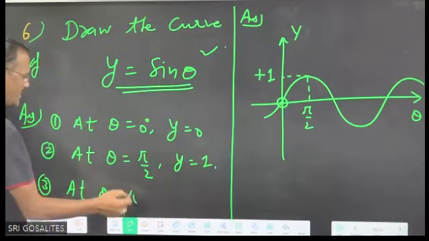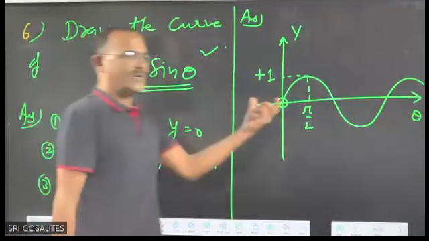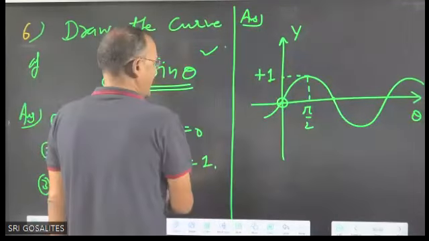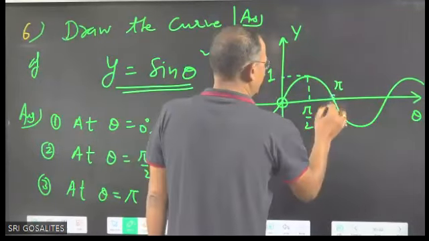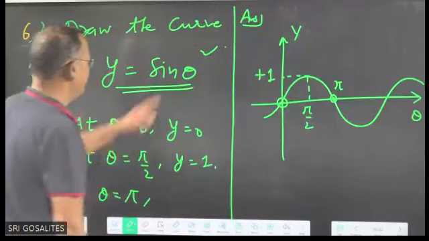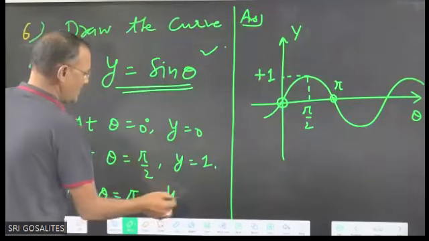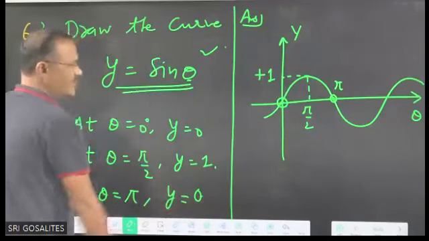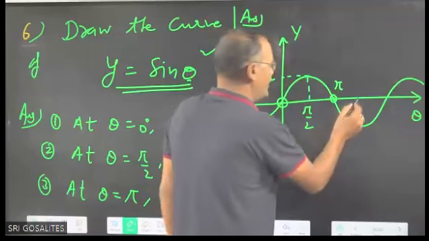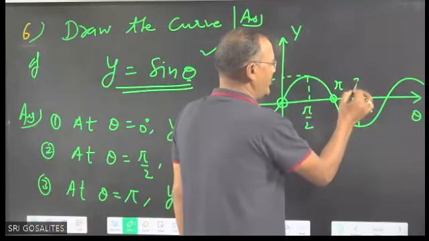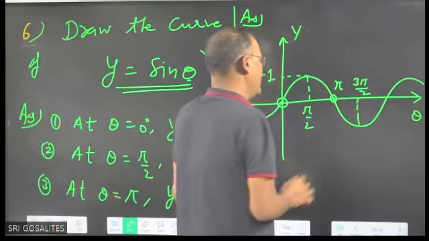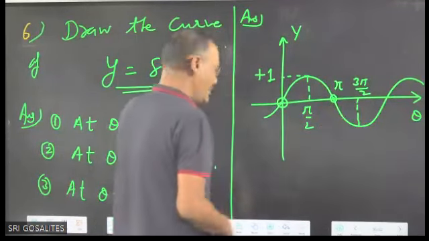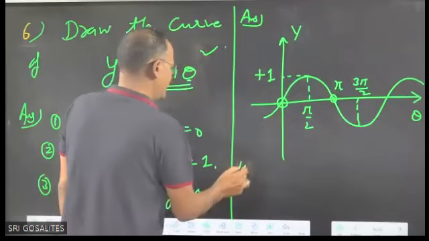Third point, see further. At theta equals pi, the intervals we are taking are of pi by 2. This point is pi by 2 and this point is pi. Then sin pi, sin 180, is 0. Pi means 180, so it is again 0. Now the next interval of pi by 2 will make the point 3 pi by 2. The small gaps we are taking each are pi by 2, pi by 2, pi by 2. So here is the fourth.